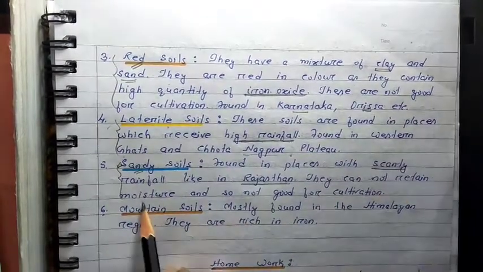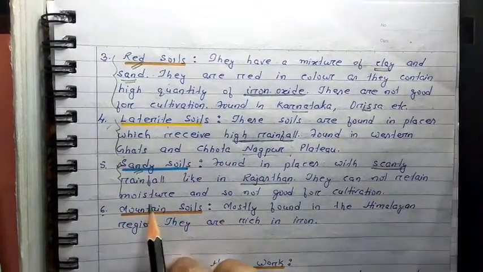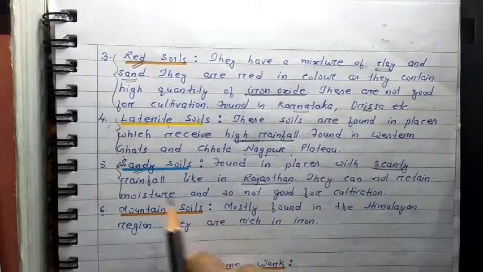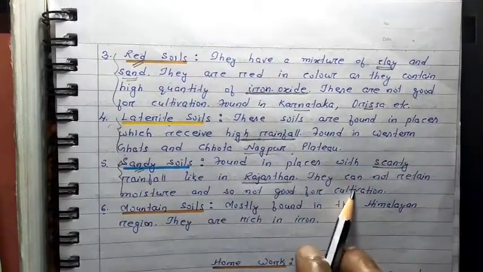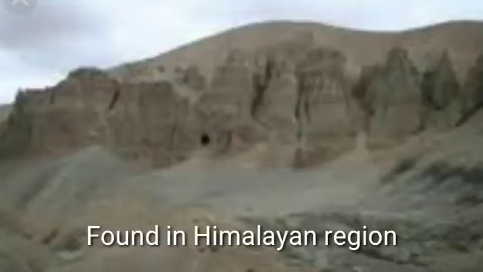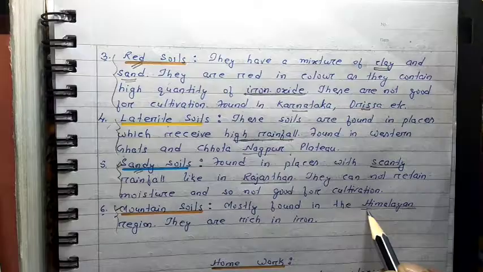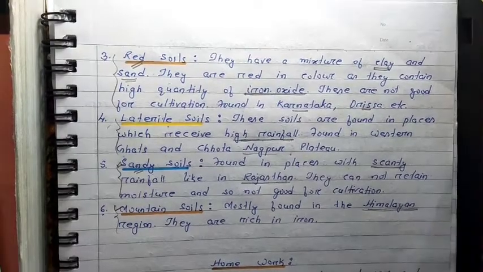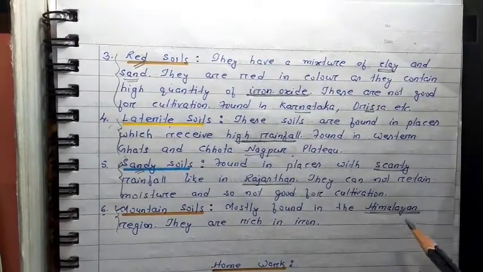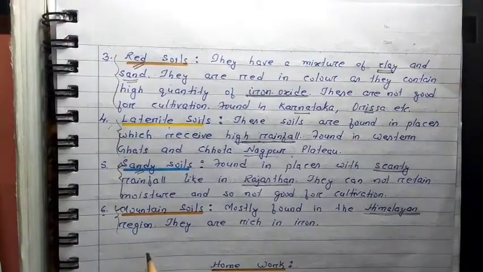They cannot retain moisture. They cannot retain moisture means they cannot hold the water for a long time, and that's why this type of soils are not good for cultivation. The last one is mountain soil. Here also the name suggests mountain soils means the soils which are found in the mountainous region, and mainly in the Himalayan region. We shall be discussing about the different height of Himalayas, about the different qualities of soil or vegetation found in the Himalayas in the coming chapters.